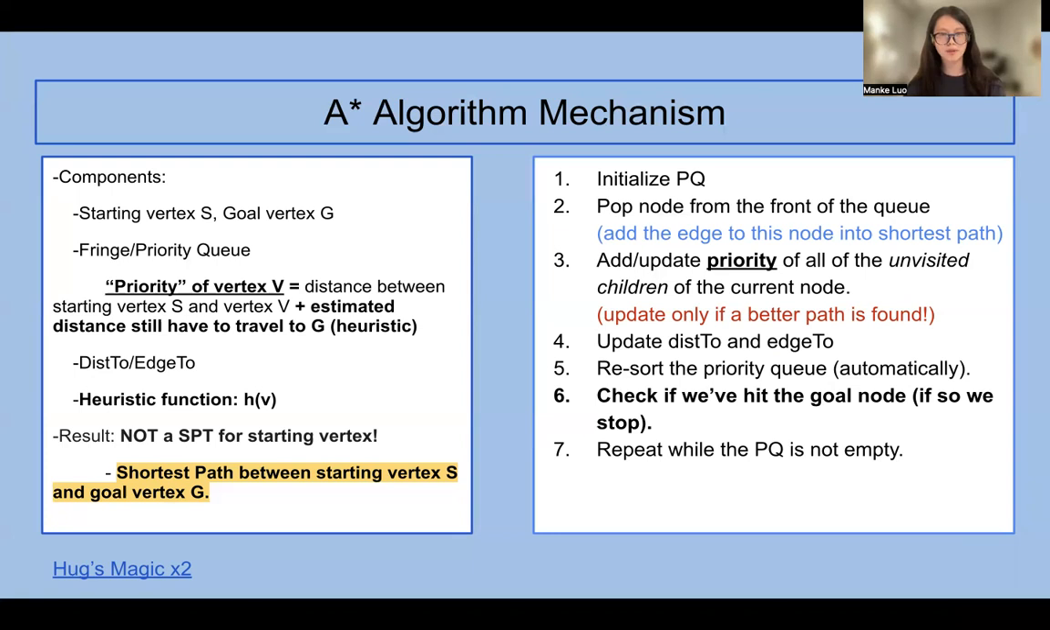Because we know that the whole purpose of A star is just to find the shortest path between the starting vertex and the goal vertex. And so if you haven't visited the goal vertex yet, you repeat while the priority queue is not empty. So I hope all of this makes sense.